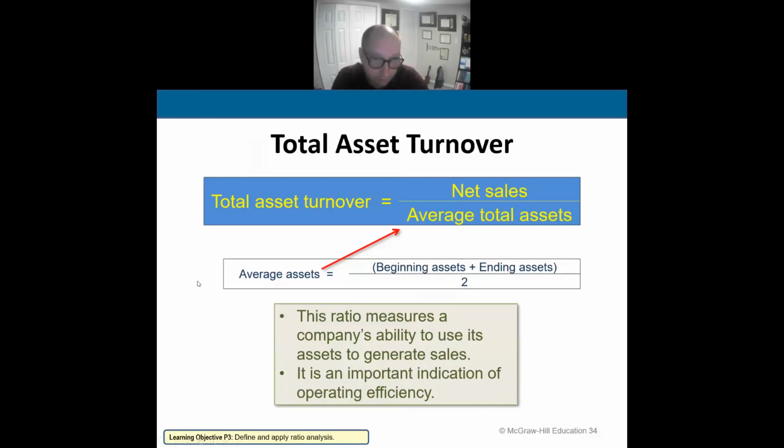Total asset turnover, the company's ability to generate sales. That's all this tells me: what is the company's ability to generate sales? It's a fun, quick, and easy ratio. We take sales divided by average total assets. There's that word again, average: beginning balance plus ending balance divided by 2. That's how you find the average.